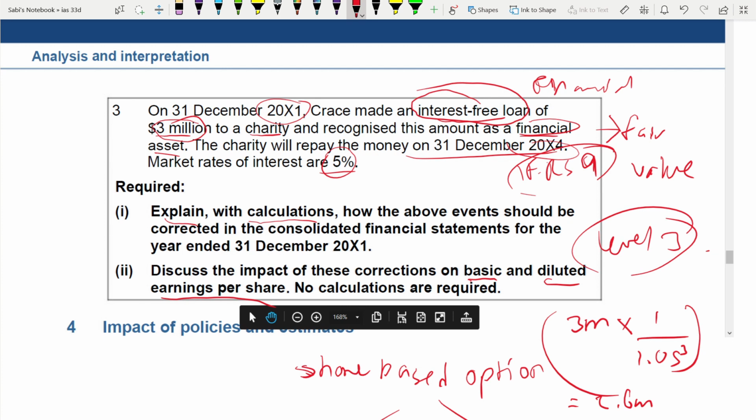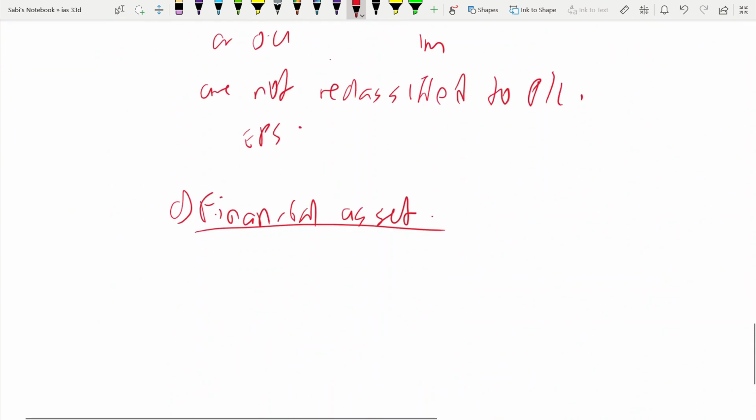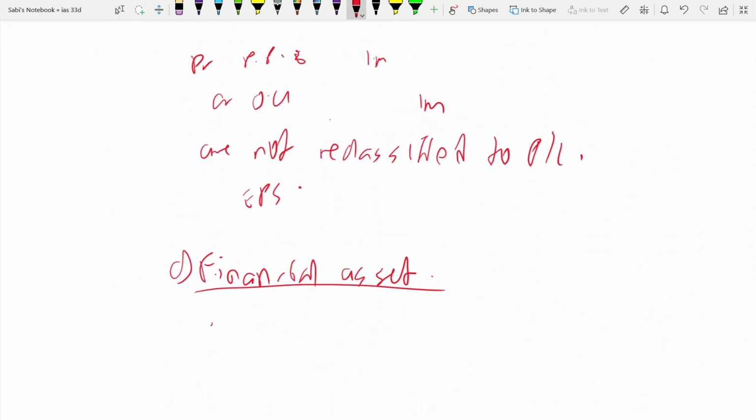That means the financial asset, you have recognized it earlier as 3 million. Now it is 2.6. It went down from 3 to 2.6. What happened? There is a loss. It's a financial asset, so see the nature, asset value going down is not good for you. It's a loss of 0.4, the difference.